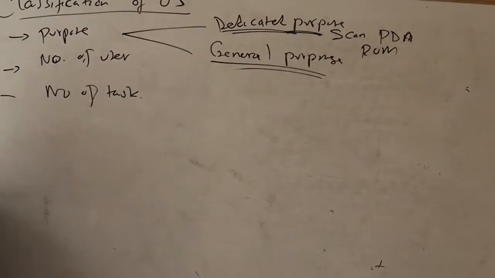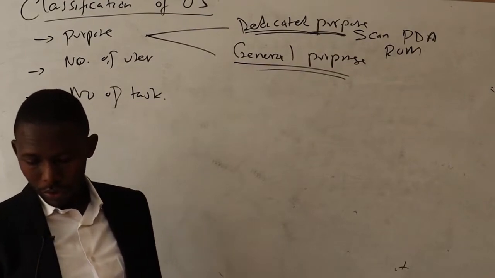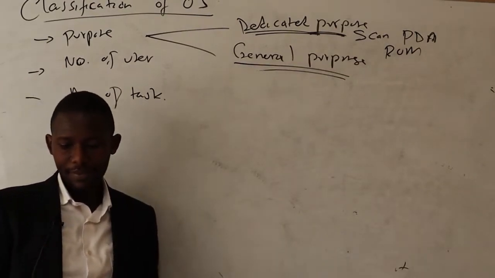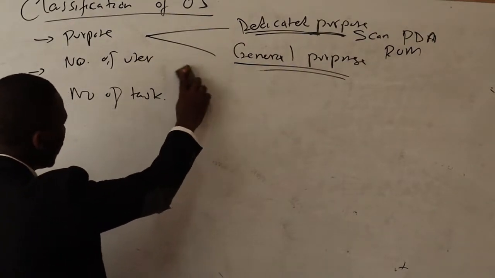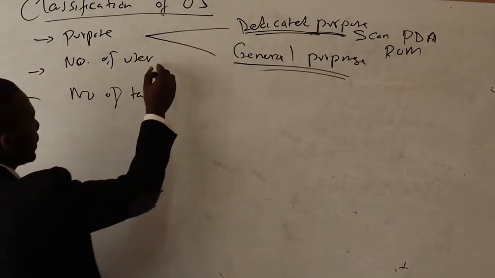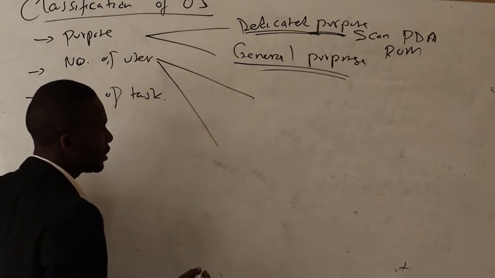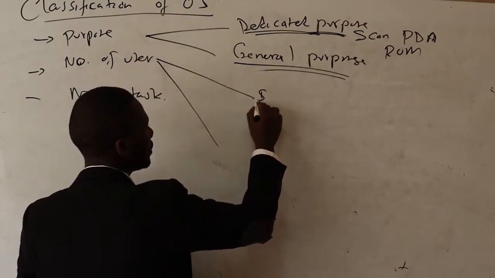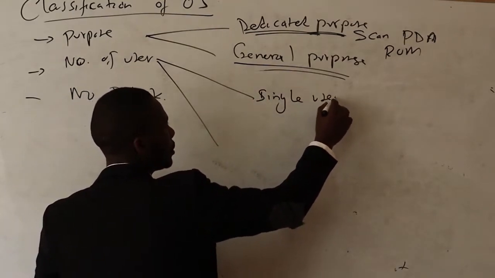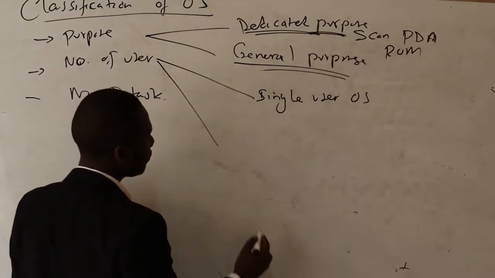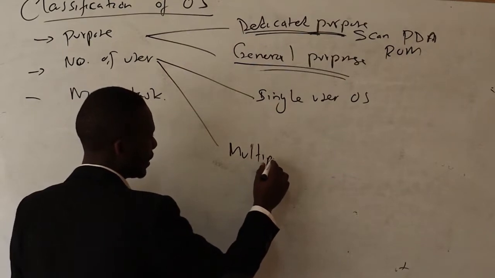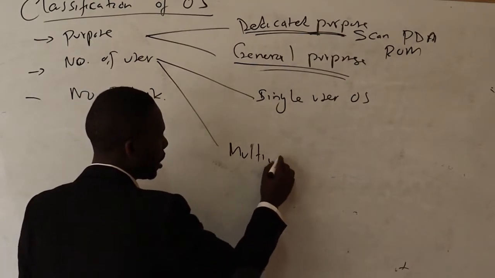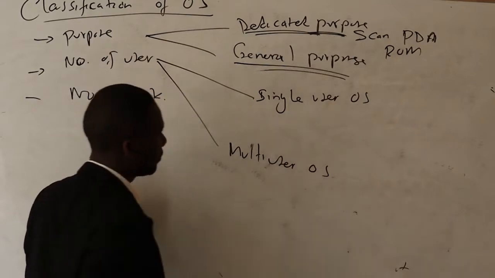And according to number of users, operating systems can be classified as single user or multi-user. An operating system that is single user supports only one user at a time. That is a single user operating system. We have others that can support several users at the same time. That is a multi-user operating system.